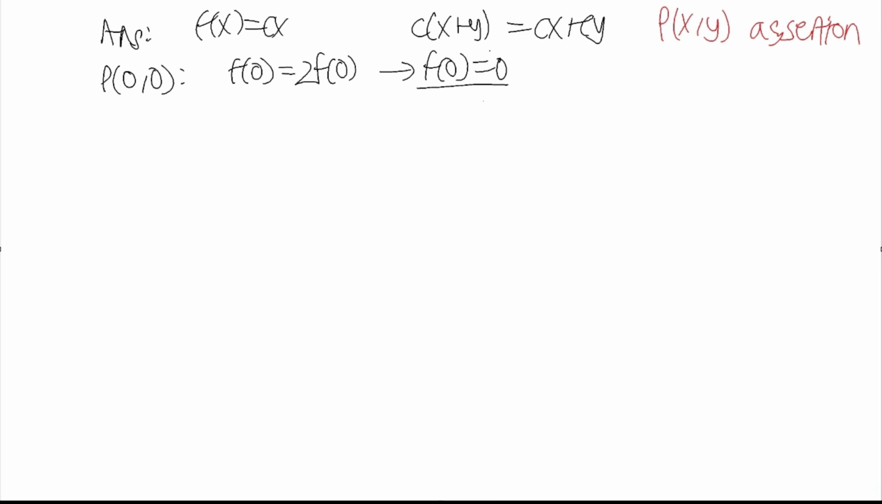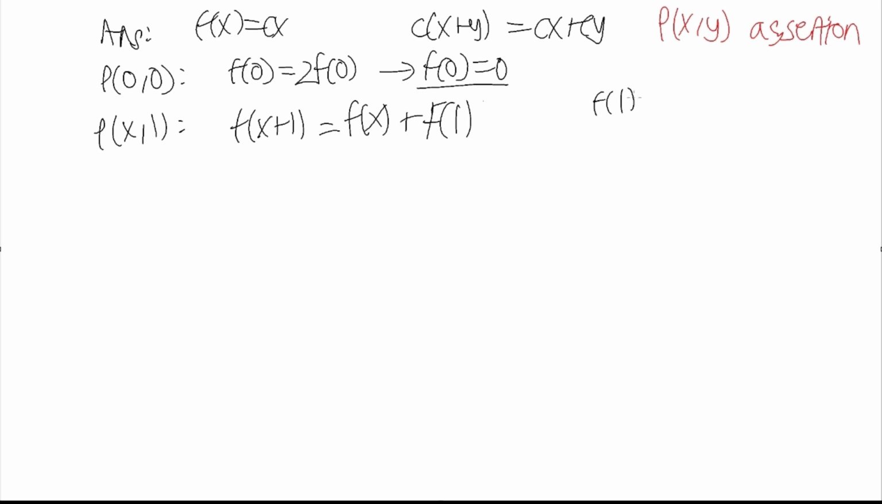which means f of 0 is equal to 0. Then we end up getting that P of x, 1 gives f of x plus 1 is equal to f of x plus f of 1. Now, motivated by our slope idea, let's go ahead and let f of 1 equal c, so that f of x plus 1 is equal to f of x plus c. So if we increase x by 1, we increase f of x by c.